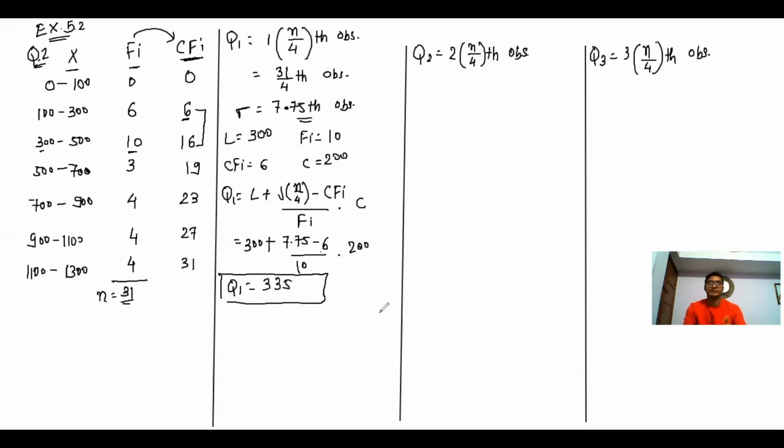Got it? Next one, Q2. Now the value of n by 4 remains the same, that is the 7.75th observation. So now Q2 becomes 15.5.